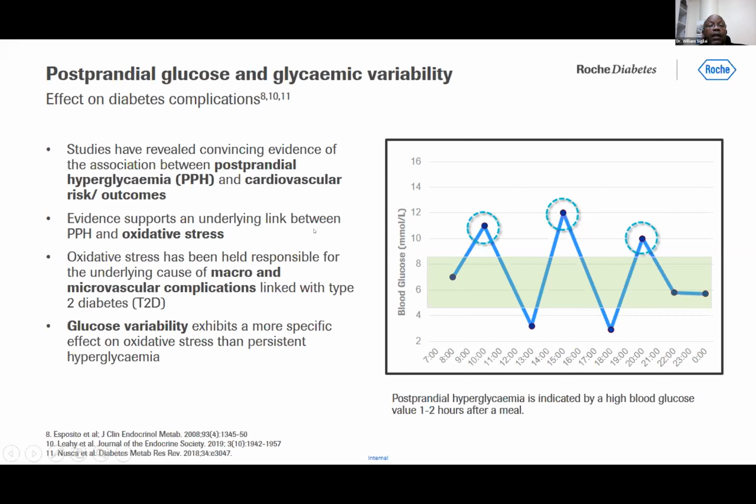And there's evidence to support an underlying link between this and oxidative stress. And oxidative stress has been held responsible for the underlying cause of macro and microvascular complications linked with type 2 diabetes. These are the complications that we will witness in the small vessels of the body, like in the eye and the kidneys, and then the heart, the brain, and the circulation to the lower limbs. And glucose variability exhibits a more specific effect on oxidative stress than persistent hyperglycemia. So there's a big difference between a person who has persistently high blood sugar, which is quite bad, and one who seems to swing from, for example, 12 on one occasion to even below 4 on another occasion. This has a lot of stress. This induces a lot of risk to the cardiovascular system.